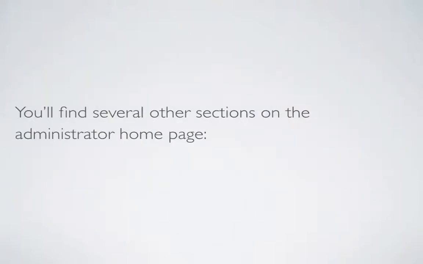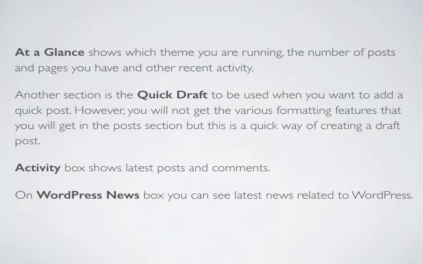You'll find several other sections on the administrator page. At a Glance shows which theme you are running, the number of posts and pages you have, and other recent activity. Another section is the Quick Draft, to be used when you want to add a quick post. However, you will not get the various formatting features that you will get in the post section, but this is a quick way of creating a draft post. The Activity box shows the latest posts and comments. In the WordPress News box, you can see the latest news related to WordPress.